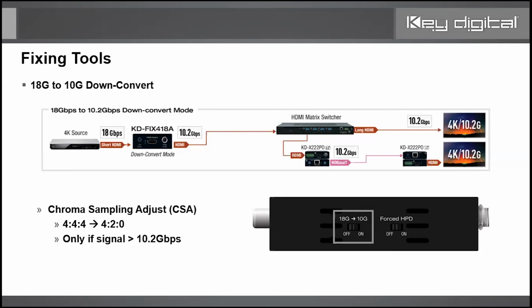It takes the 444 chroma and adjusts it to 420. And believe it or not, everybody, just that simple adjustment alone will get your 18 gigabit per second bandwidth down to 10 gigabits per second, so that your source could go through your 10G infrastructure.